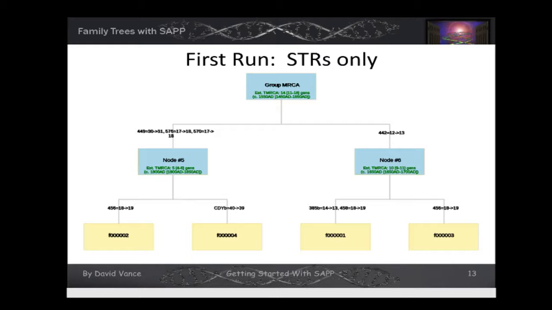So here we have an output tree from SAPP. The kits that we entered are reflected at the bottom here in yellow. I should say the tree is not in time order. You will not always see all of the kits reflected at the bottom like this. This is a simplified view.